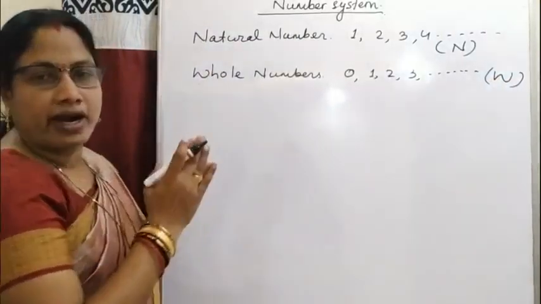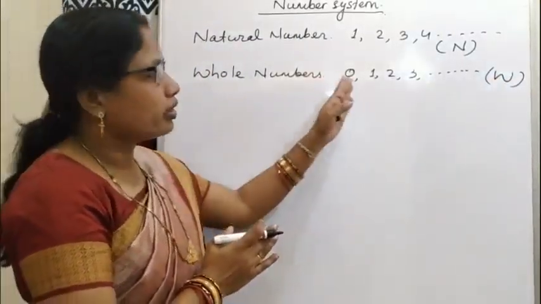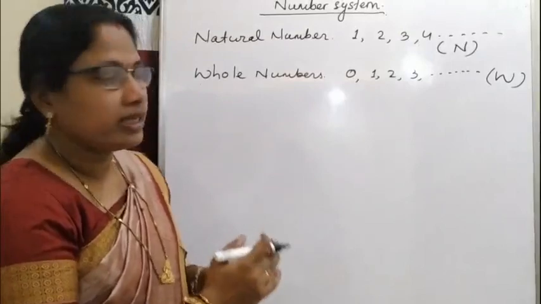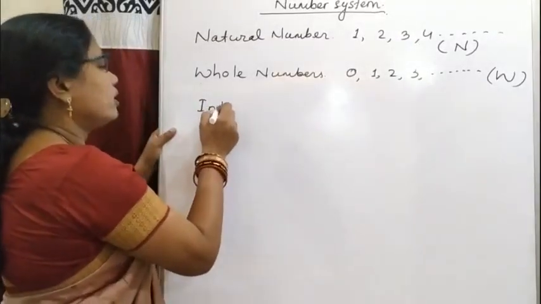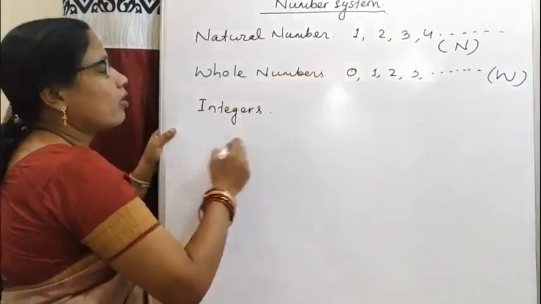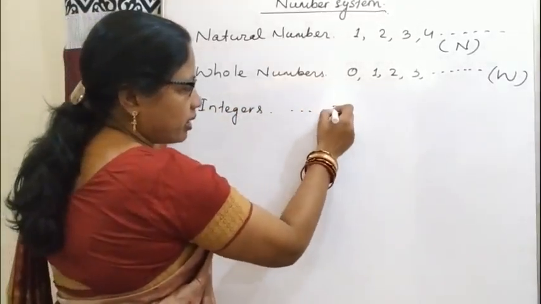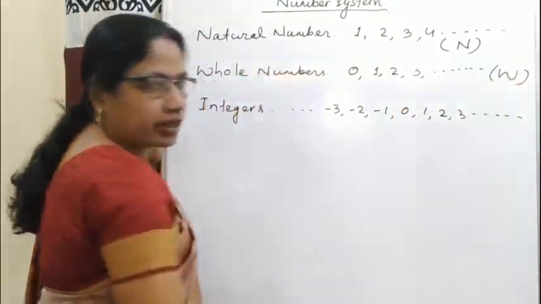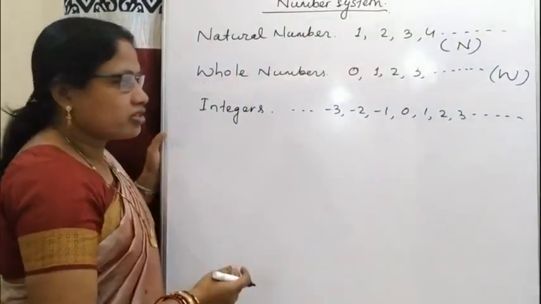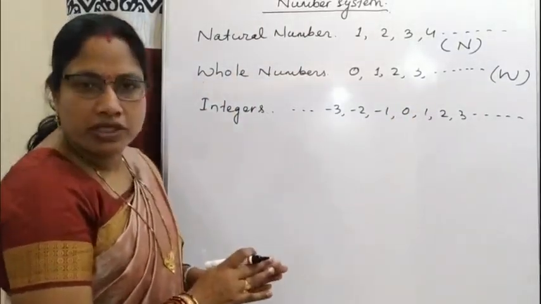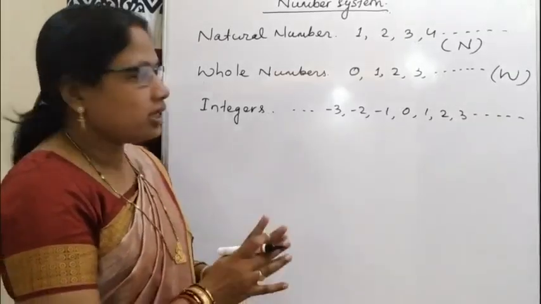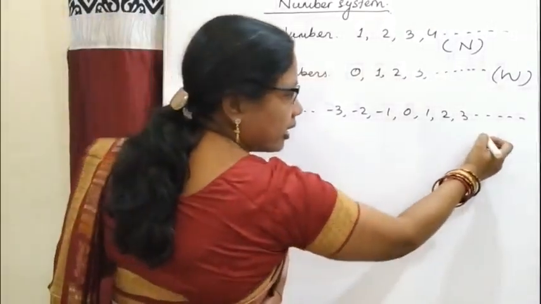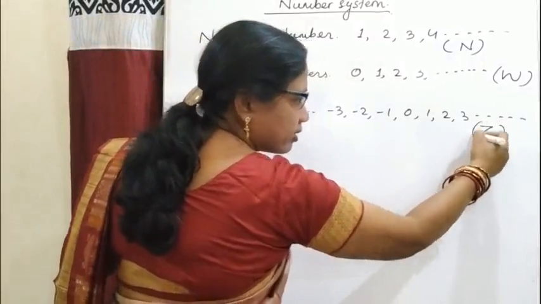Next number, if we add the negative numbers with the whole numbers, then that set of numbers are known as integers. All the negative numbers, that is -3, -2, -1, 0, 1, 2, 3 up to infinity. So these are the set of integers. All the negative numbers, all the positive numbers including 0 are known as integers. So here integer can be denoted as Z.